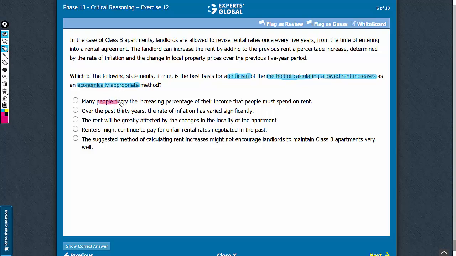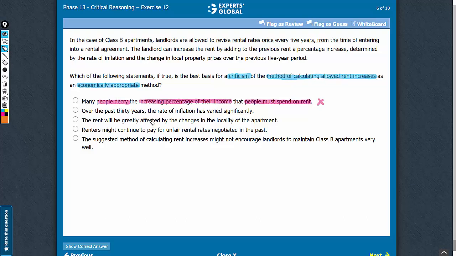Answer choice A. People decry the increasing percentage of their income that they must spend on the rent. Basically, this answer choice talks about people's disapproval of the increasing percentage of their income getting spent on the rent. However, this answer choice makes no suggestion regarding the economic appropriateness of the method of calculating allowed rent increases. So this answer choice is just a general opinion and does not weaken the conclusion. So let's eliminate this answer choice.